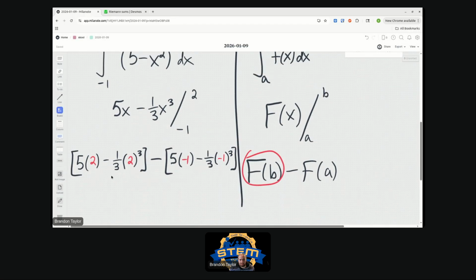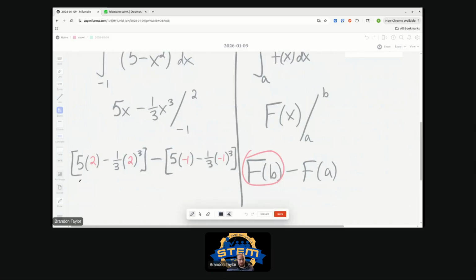So there you go. And if you see here, these are just numbers. So you can solve this. Let's actually solve it and see what happens. So what's 5 times 2? That's 10. Minus what's 2 cubed is 8. So minus 8/3, which is really, if you think about it, 2 2/3, but we'll just leave it like that. Minus what is 5 times -1? -5. And then -1 cubed is -1. So -1/3 times -1. Hopefully that's clear. Positive 1/3.